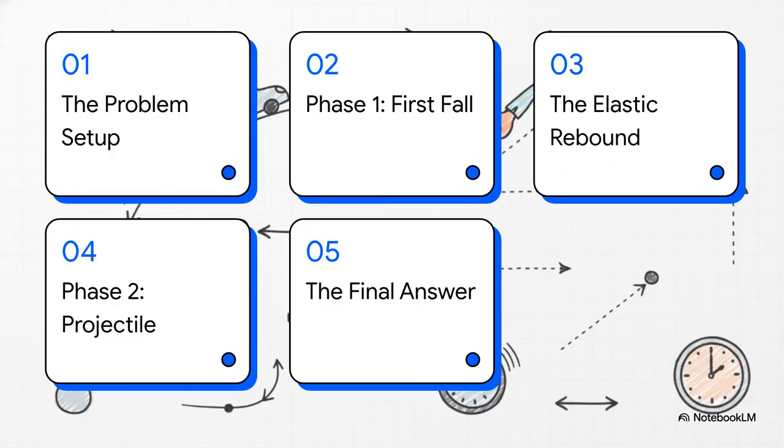So how are we going to tackle this beast? Well, we've got a roadmap. We're going to start by just visualizing what's happening. Then we'll look at each piece of the motion one by one. And at the very end, we'll put all those pieces together to get our final answer. It's a great way to make a complicated problem feel a lot more manageable.